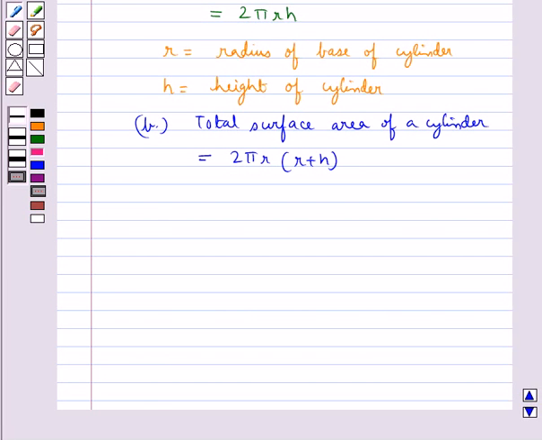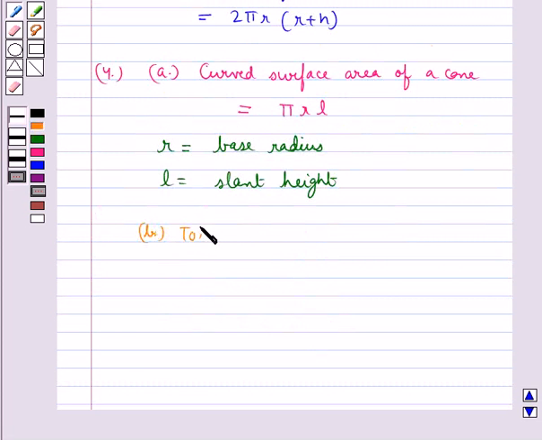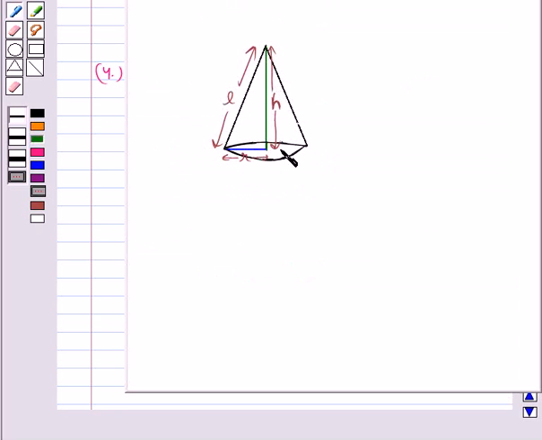Now let's consider the right circular cone, or you can simply say cone, it's one and the same thing. First we have the formula for the curved surface area of a cone. This is equal to pi r l, where r is the base radius of the cone and l is the slant height of the cone. And the formula for the total surface area of the cone, or the right circular cone, is given by pi r into l plus r. Consider this cone where h is the height of the cone, r is the base radius of the cone, and l is the slant height of the cone.